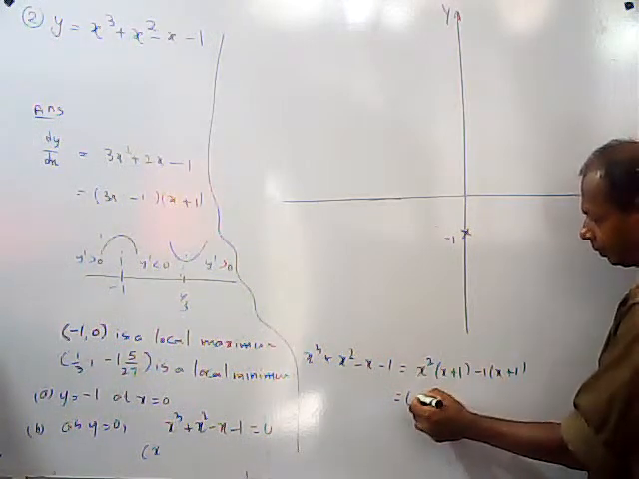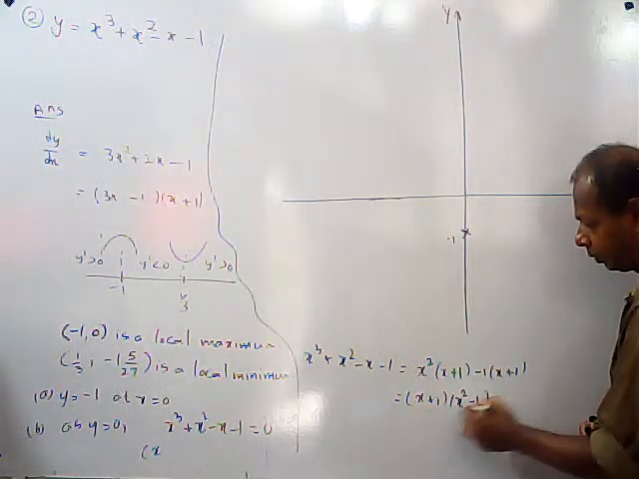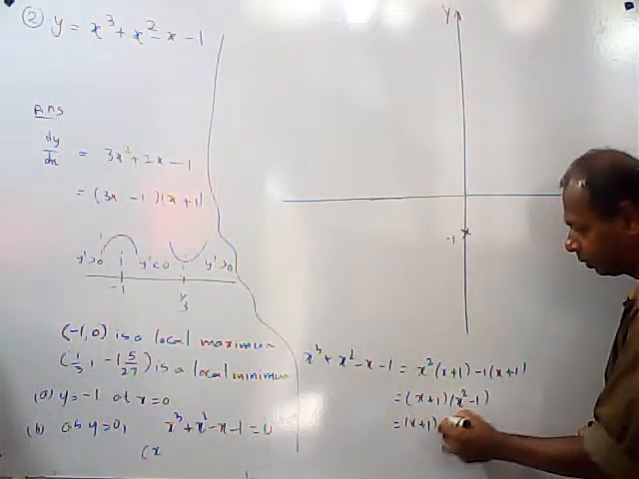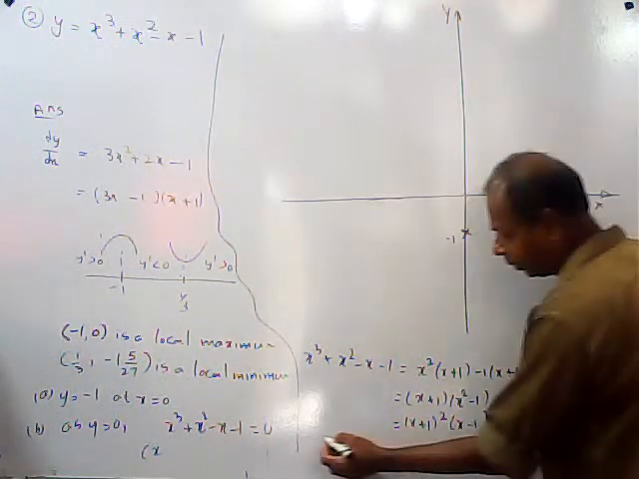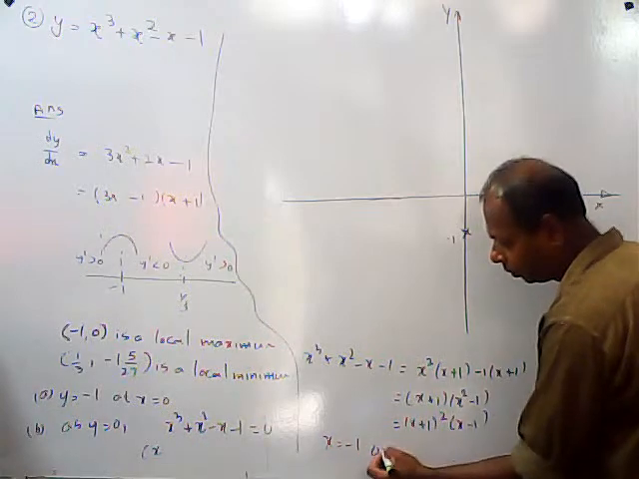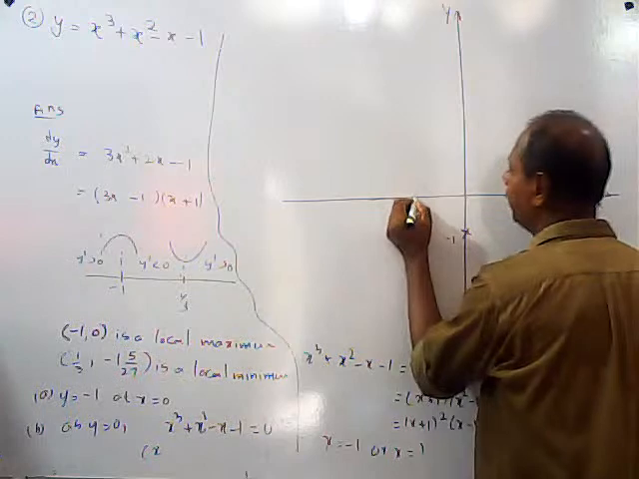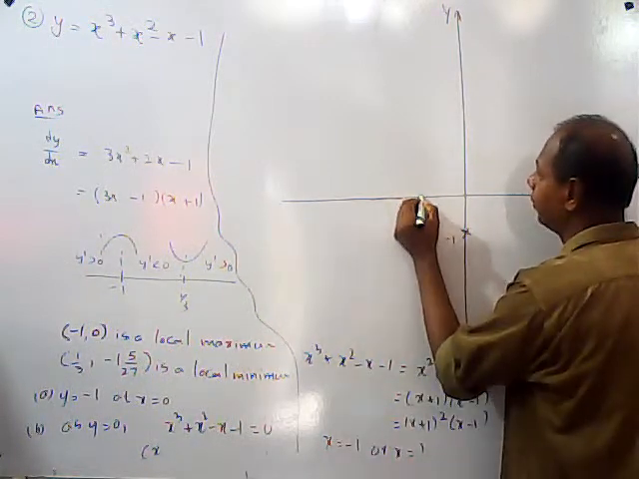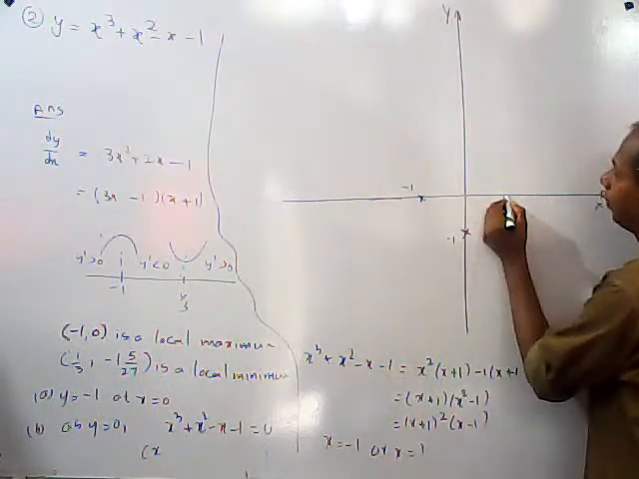So it's like x plus 1 into x square minus 1, or x plus 1 into, again, x plus 1 into x minus 1. So x plus 1 squared x minus 1. So x is equal to minus 1 or x is equal to 1. Minus 1 is a double root. It occurs twice. Minus 1 or plus 1.